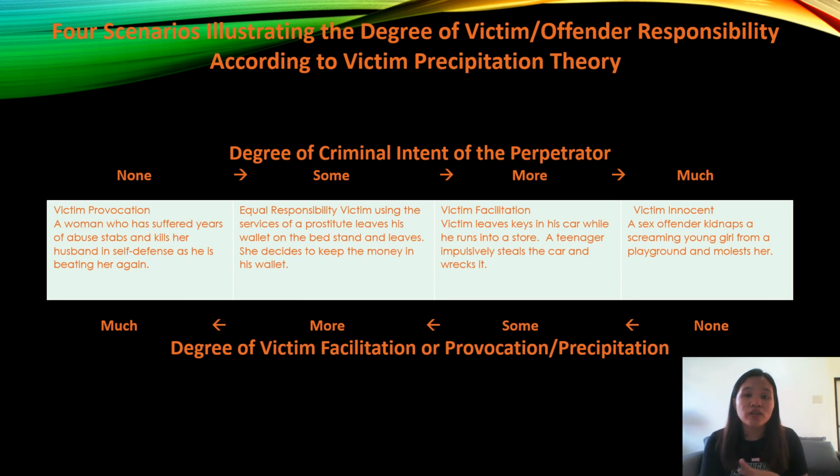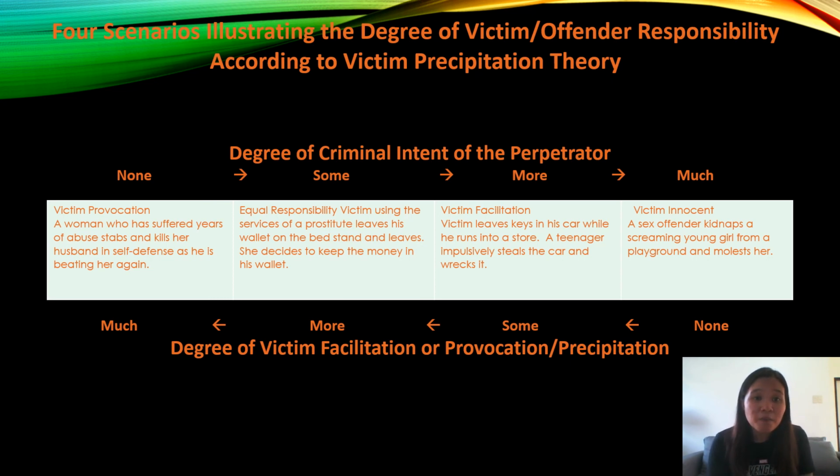Next, kung nakikita nyo, we have the illustration. Four scenarios illustrating the degree of victim offender responsibility according to victim precipitation theory. So, degree of criminal intent of the perpetrator. Dito sa none, victim provocation: a woman who has suffered years of abuse stabs and kills her husband in self-defense as he is beating her again.